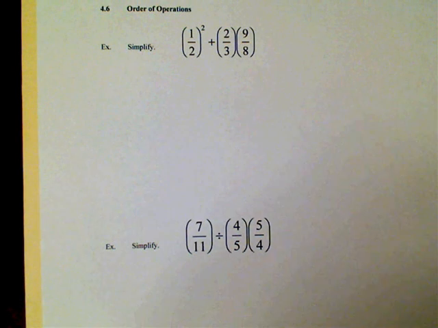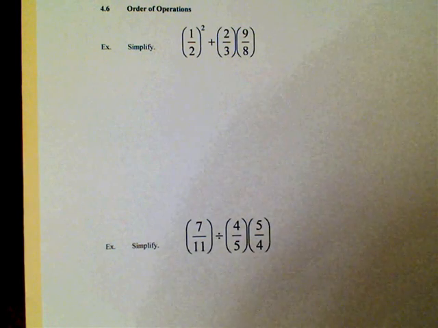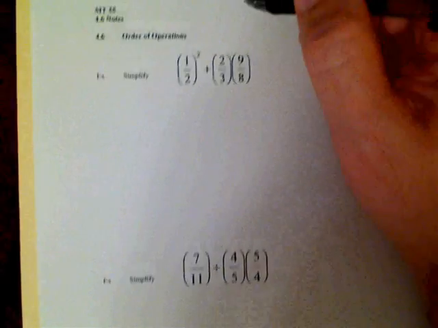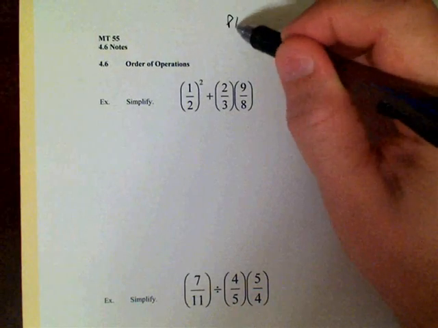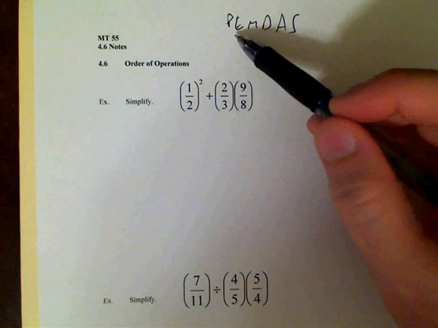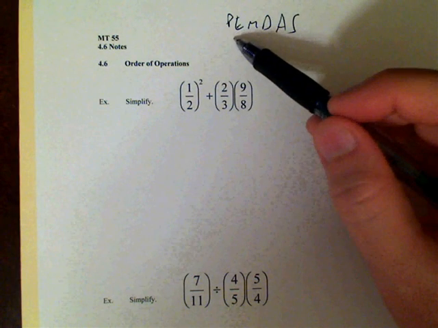Order of operations. Now we're going to do some order of operation problems involving fractions. Now keep in mind, order of operations in a single word, an acronym, is PEMDAS. P stands for parentheses, brackets, braces, absolute value bars, any grouping symbol.